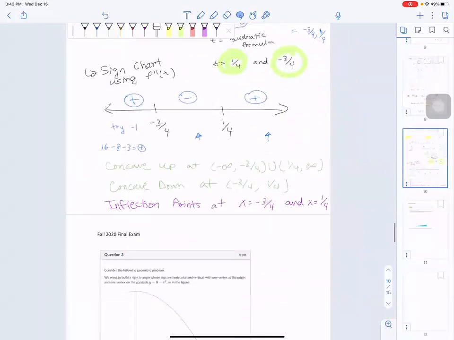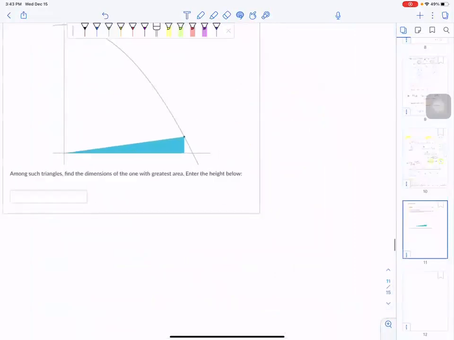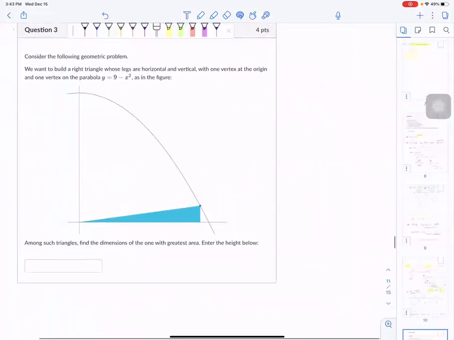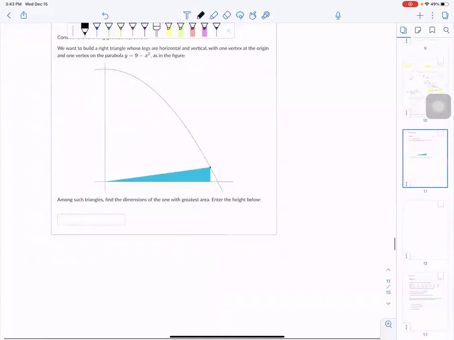Okay, let's do question 3. We want to build a right triangle that's inscribed under this parabola-like shape. This is an optimization problem. We need to write, what are we given? We're given that y equals 9 minus x squared.